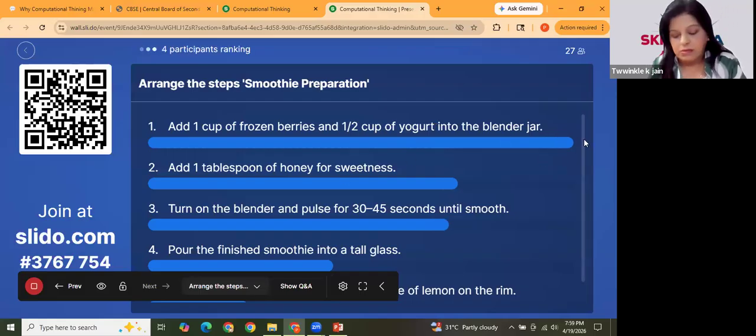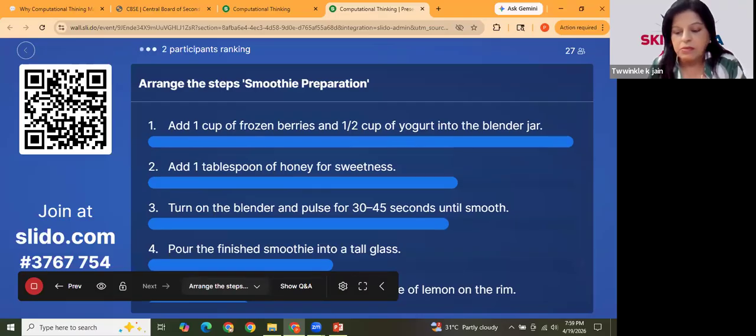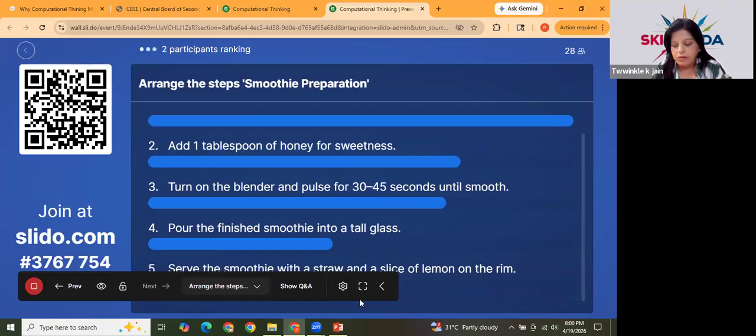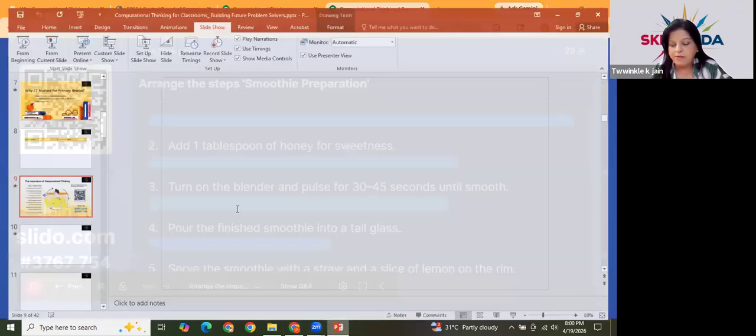So many of you have answered the first step as add 1 cup of frozen berries and half cup of yogurt in the blender jar. Then add honey for sweetness and then turn on the blender. Then pour the finished smoothie. At last, on the rim, you have to keep a slice of lemon and then it's ready to serve. Okay, so this is about all the 5 steps. It's fine. Coming to the presentation.